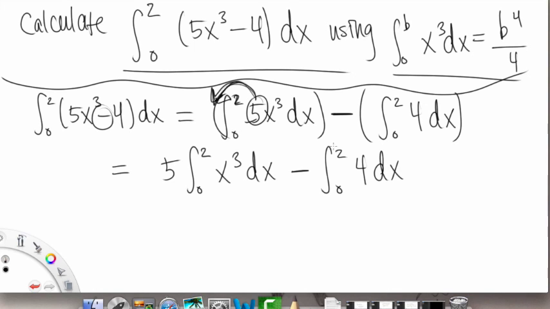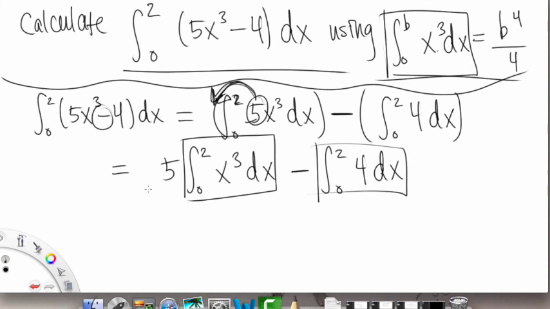Okay, so now we note something else. So first of all, this is in the form of this, right? So now we can use our rule for this one. All right, and then also we can deal with this one separately at the end. So then we have 5 times, according to the rule, the integral from 0 to b, so 2 is like our b, right? And then x to the third dx, so this should be equal to b to the fourth over 4. So instead of b, we're going to plug in a 2.